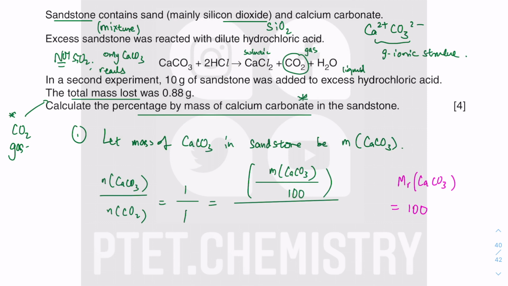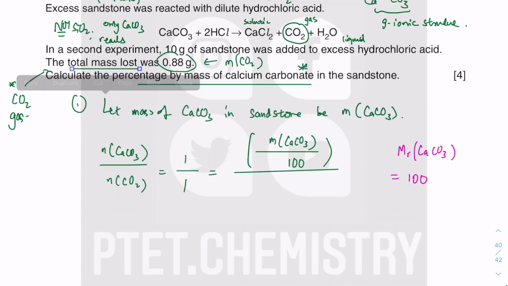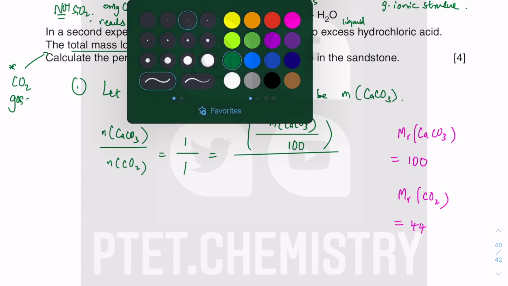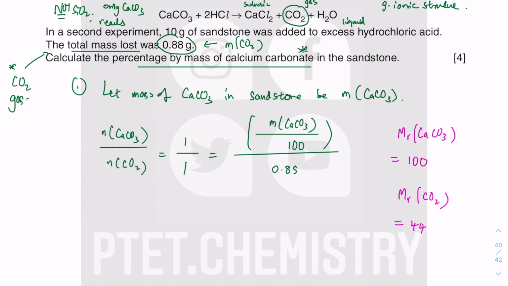At the bottom, I have the mass loss. So this is the mass of CO2. And because I'm given the mass of CO2, I cannot use molar volume because I'm dealing with reacting masses. So be very, very careful. So the MR of CO2 is going to be 12 plus 16 times 2. That's 44. So what you have at the bottom there is 0.88 gram of CO2 divided by 44.